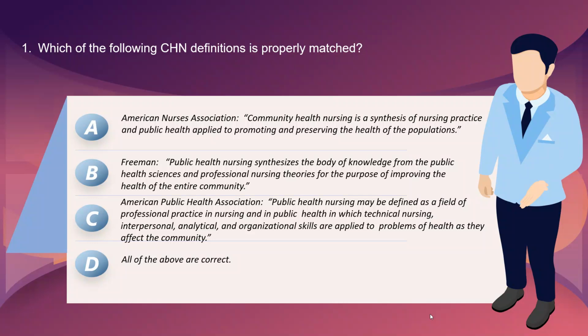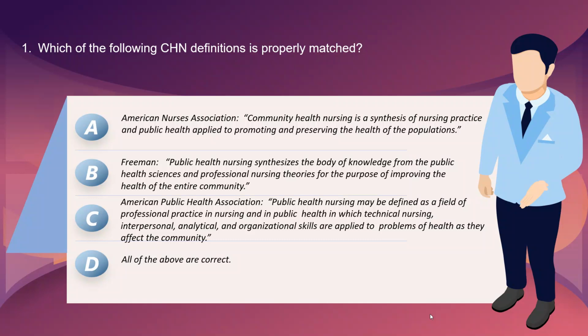Of course, we know that when we are talking about the definition of public health nursing, it has to be a definition that highlights the importance of community health nursing in the community setup. So in this case, we will eliminate letter B and C because those were interchanged definitions. Freeman defines public health nursing as a field of professional practice in nursing and in public health, while the American Public Health Association defines public health nursing as synthesizing the body of knowledge from public health sciences. So the best answer for number 1 is letter A.